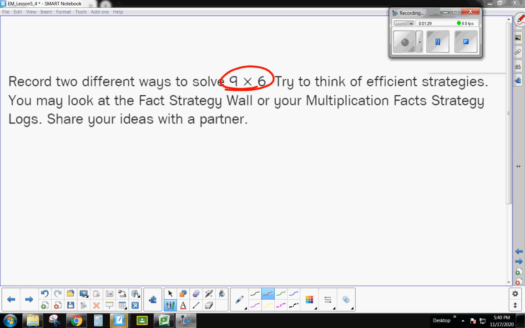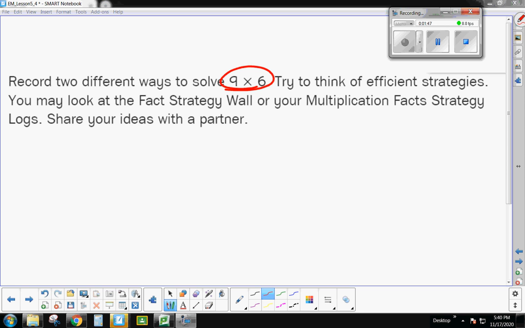Okay, now ordinarily, if you were in class, we would be able to share out some strategies. And we can't do that if you're working from home right now. So I'm going to show you a couple of strategies that I know boys and girls have come up with in the past.